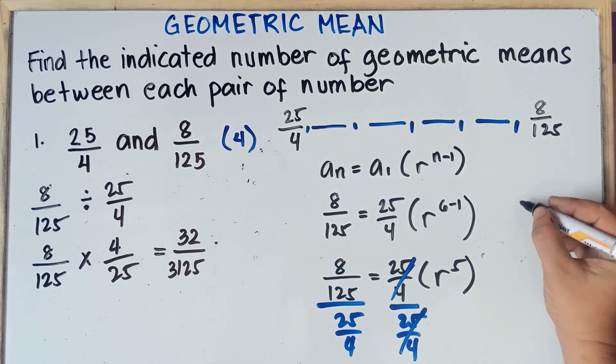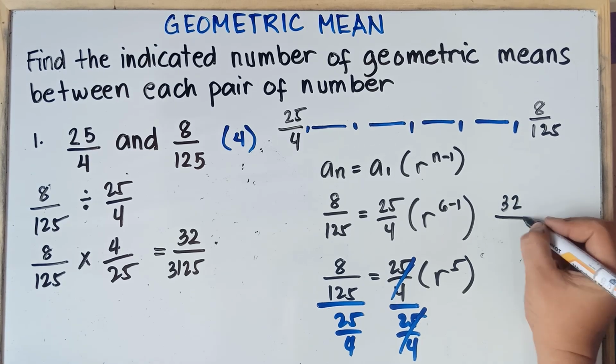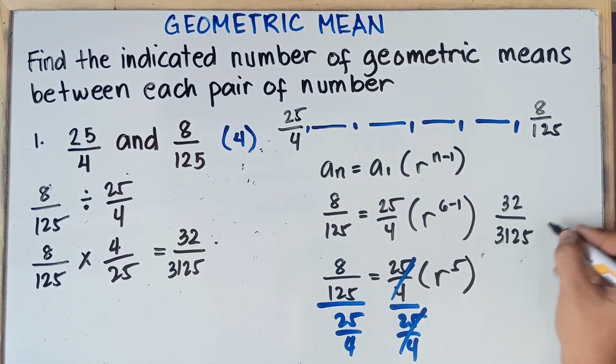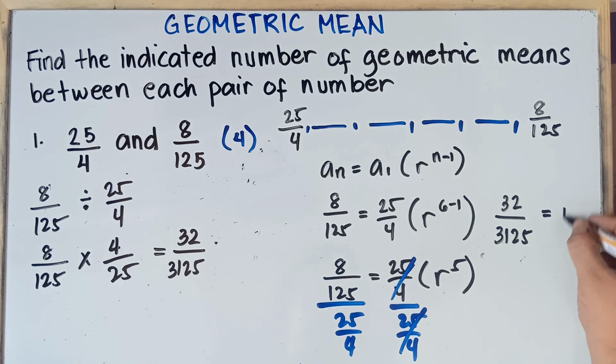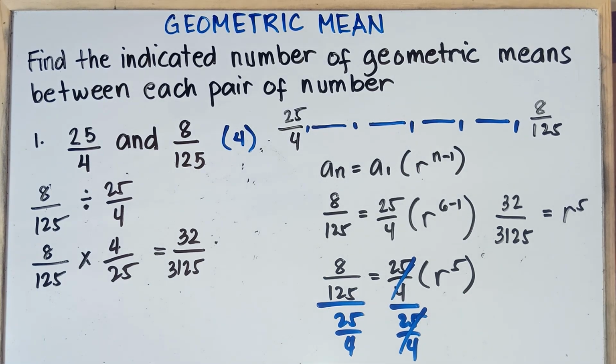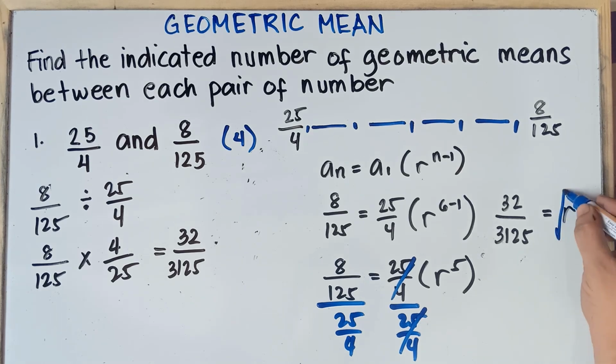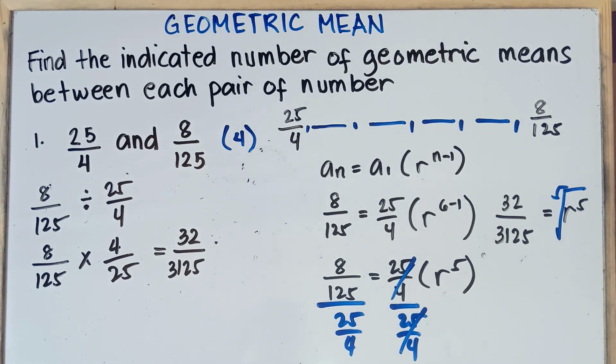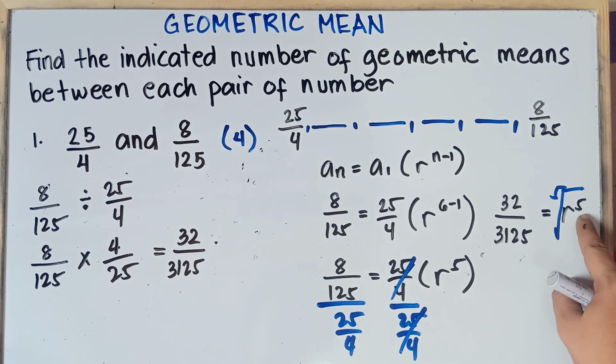So this will be 32 over 3125 equals r raised to the power of 5. Alright, so to get the value of r, class, you need to extract the fifth root of both sides. Once again, class, to get the value of r, you need to extract the fifth root of both sides. Question: sir, why is it the fifth root? Because, class, the exponent here is 5.